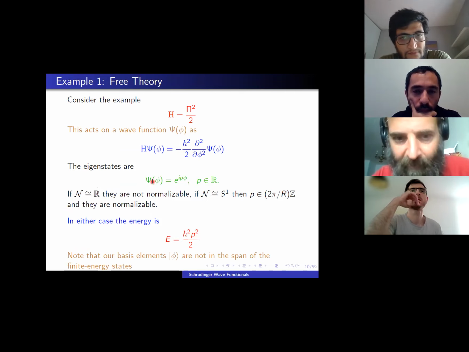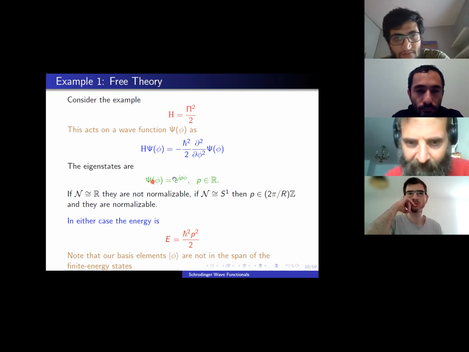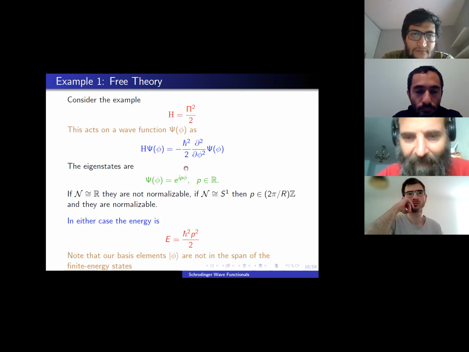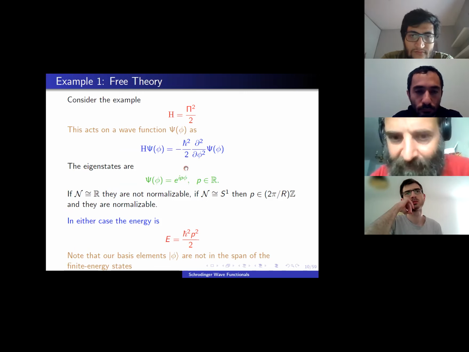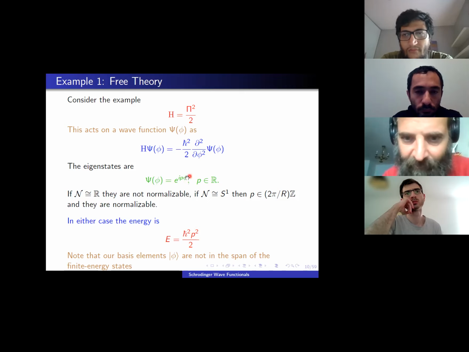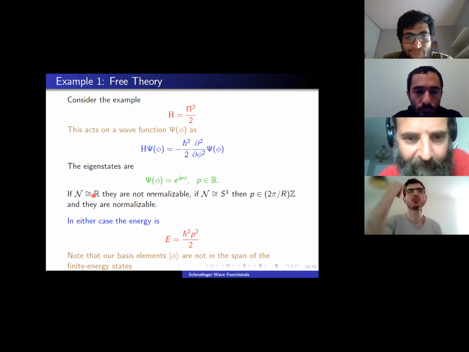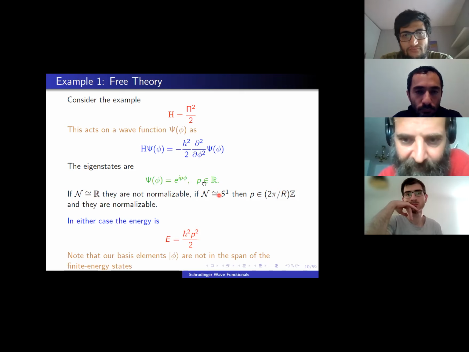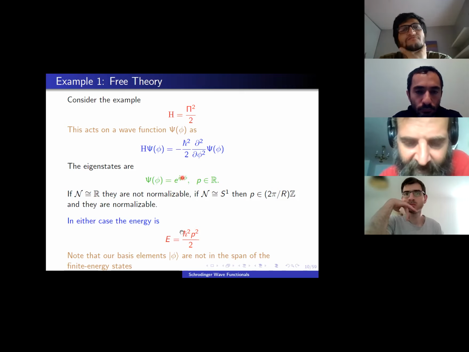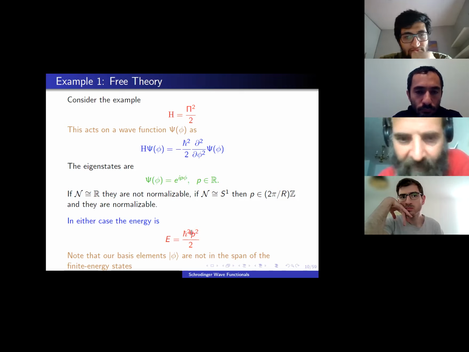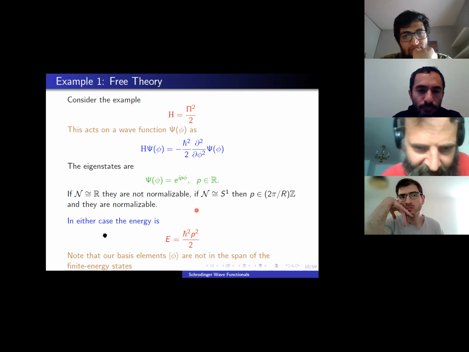Now I haven't talked about whether I'm going to require things to be bounded, or what kinds of assumptions. Of course, if I don't want things to be bounded, there are a lot more eigenstates that I can have. There are places in physics where you want to consider those, like quasi-normal modes, but I'm not going to do that in this talk. Now, if the manifold is the real numbers, these things aren't normalizable. If it's a circle, they are normalizable, but p is quantized. Either way, the energy is bounded from below, and that follows from the fact that I'm just considering bounded things here, which I didn't have to do.